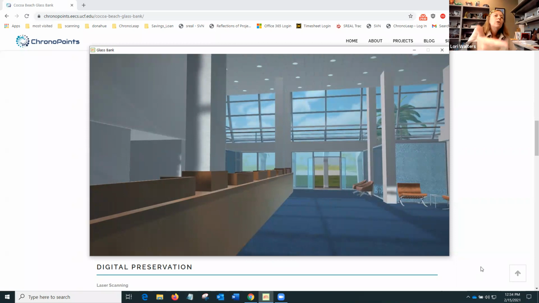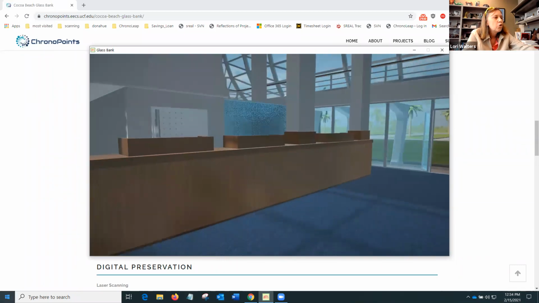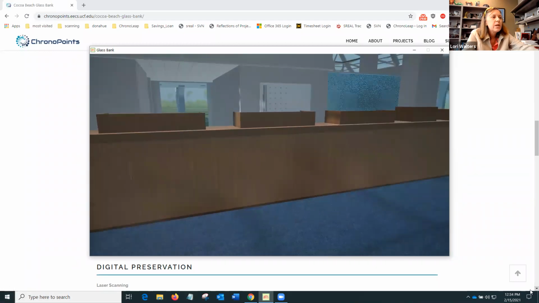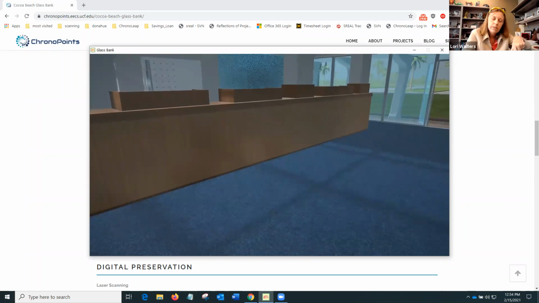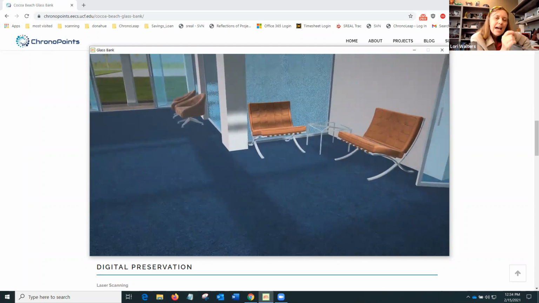So that's where the oral history became very valuable to us, because we spoke with people who worked in this bank, and they helped us determine what kind of counter space we had here, the location of it, because it had changed a little bit from the 60s to the 80s as the bank evolved and changed. And we also found out that they had Barcelona chairs in it. Now, a Barcelona chair in 1962 cost about $750 a chair.